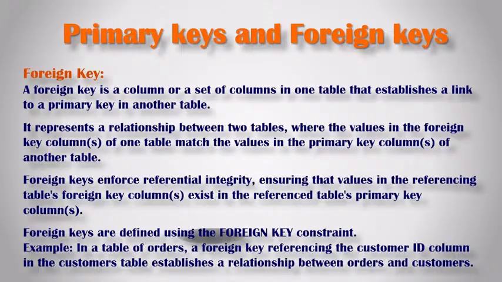Foreign keys enforce referential integrity, ensuring that values in the referencing table's foreign key columns exist in the referenced table's primary key columns. Foreign keys are defined using the foreign key constraint. Example, in a table of orders, a foreign key referencing the customer ID column in the customers table establishes a relationship between orders and customers.